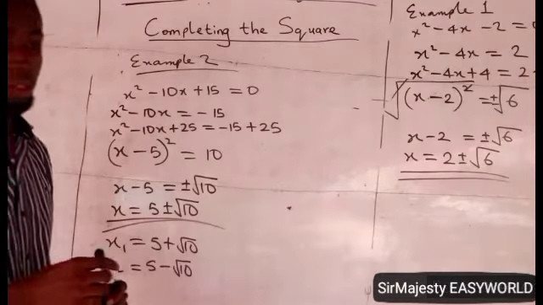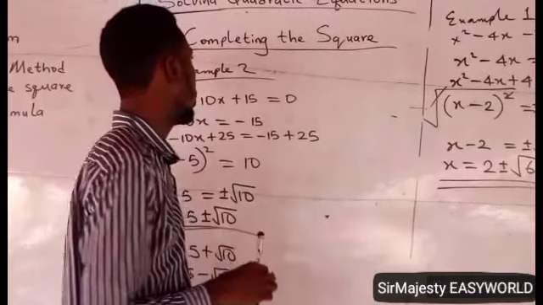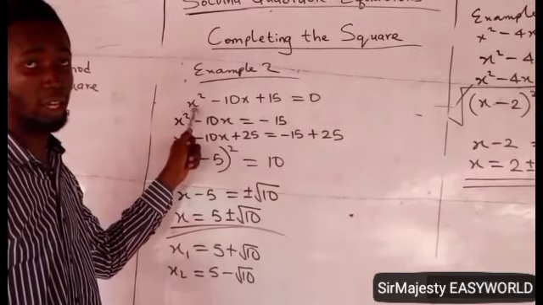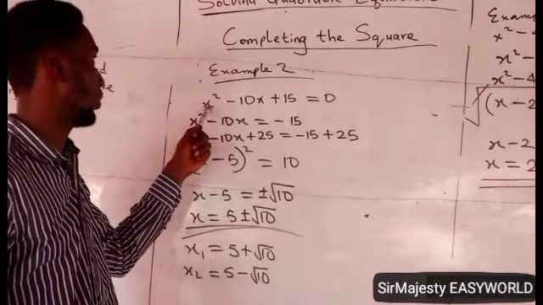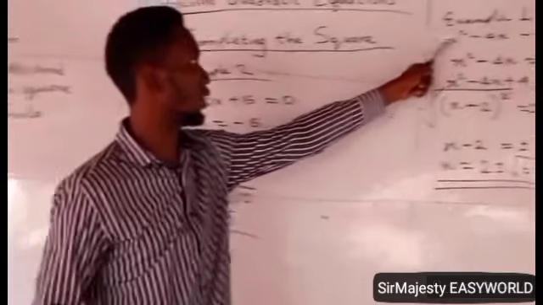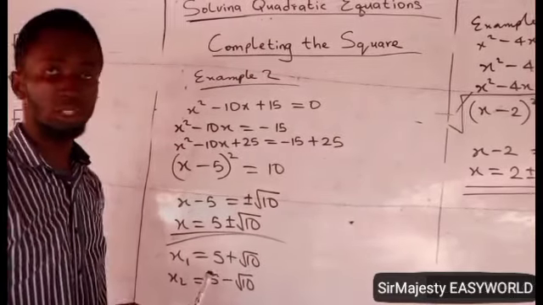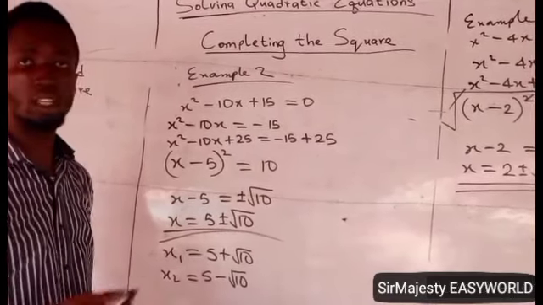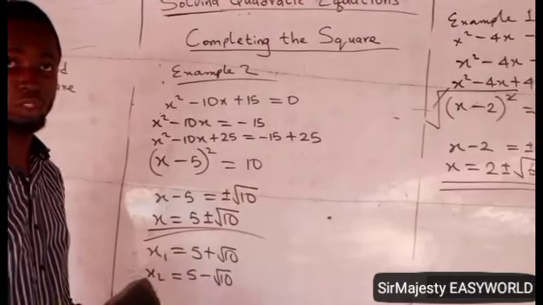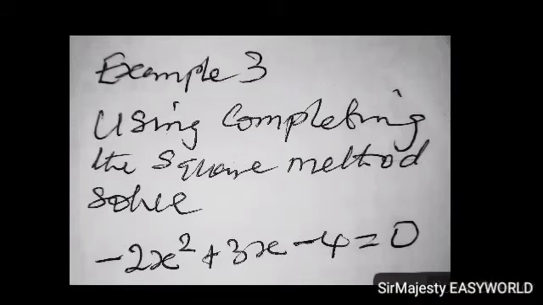Now, something that they don't tell you sometimes: the completing the square method can only be used in equations whereby the coefficient of your x squared, or the coefficient of the square term, is 1. If you look at our example 1 and example 2, you see that the coefficient here is 1, the coefficient here is 1. So how do you use the completing the square method in a case whereby the coefficient of the square term is not 1? How do we solve this? That's what we're going to look at in our next example.